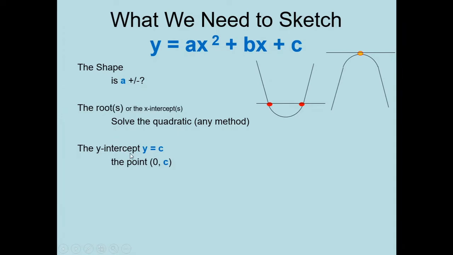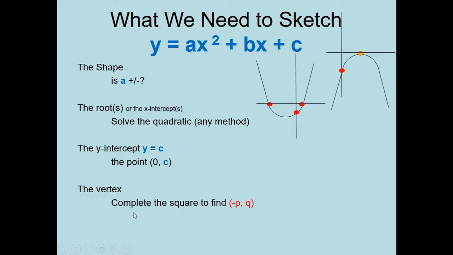You have the y-intercept where y is equal to c, so no need to solve this, no need to rearrange it, just the c value. It's the point (0, c), which might be between your two roots, depending on if this is a negative and this is a positive, it's in between them. Or it might be below your root. If this root is positive, the y-axis is at 0. Or it could be above both of your roots. It could be over here. If both of these were negative values, then the y-axis would have to be to the right of that.